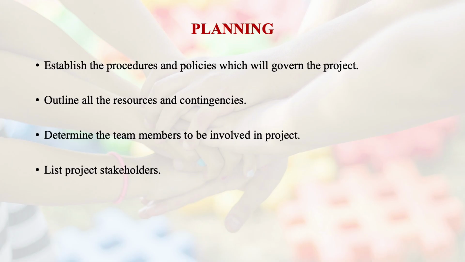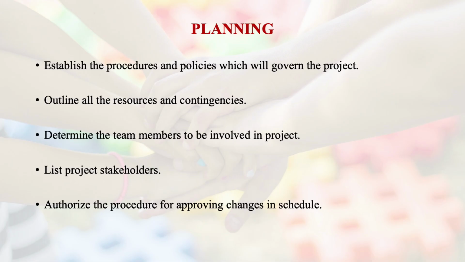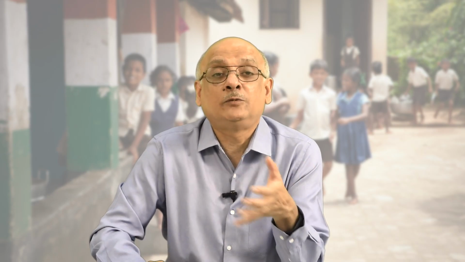The team members are the key resource you have. So you have got to do a good survey of team members who will be involved with the project. And then you have got to list project stakeholders also, right? So the stakeholders also should be told how the project is being scheduled or planned, so that you can get a go ahead from the stakeholders. Then authorize the procedure for approving changes in schedule. So who will be authorized, how we can make changes, who will be discussing the changes, right? So all these things go into the planning part of it.